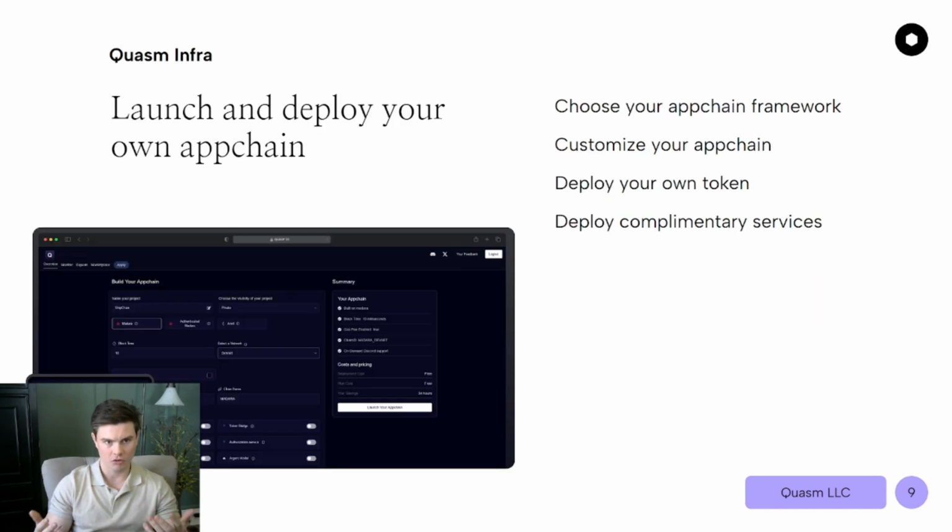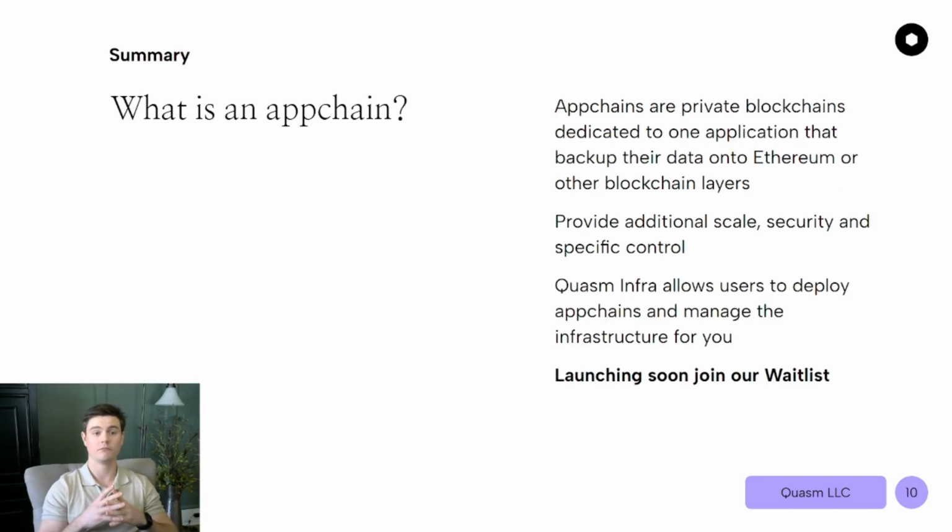So let's talk a little bit about Quasm, what we are doing at Quasm, and how that kind of applies to the Appchain landscape. So we are building an infrastructure provider so that you as the developer or anyone who would like to deploy their own Appchain can do so with a few clicks. You can come to our interface, customize, choose the framework that you want to build your Appchain with, and then deploy your Appchain, as well as some additional complementary services, block explorers, bridges, et cetera. And so that is all done through our platform. We launch, we host, we deploy, we manage, we keep the uptime, keep everything secure, and that is exactly what we're doing with Quasm.